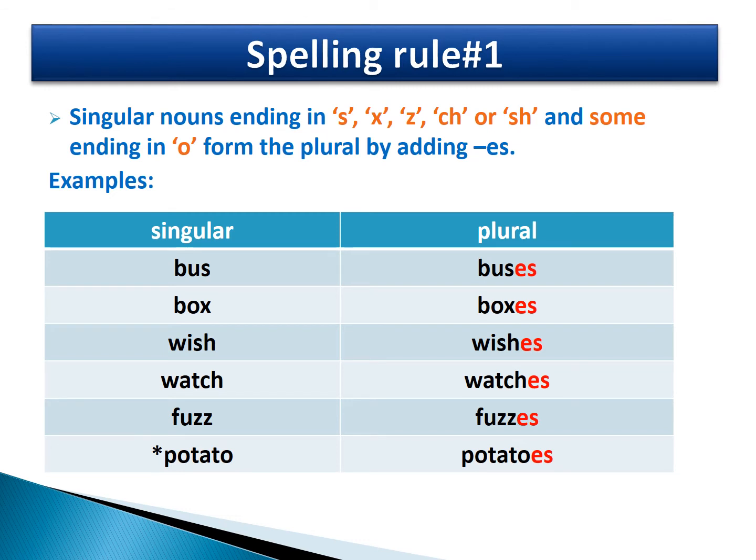Spelling rule number 1. Singular nouns ending in S, X, Z, CH, or SH, and some ending in O form the plural by adding ES. Let's see some examples. Bus, buses. Box, boxes. Wish, wishes. Watch, watches. Fuzz, fuzzes. Potato, potatoes.